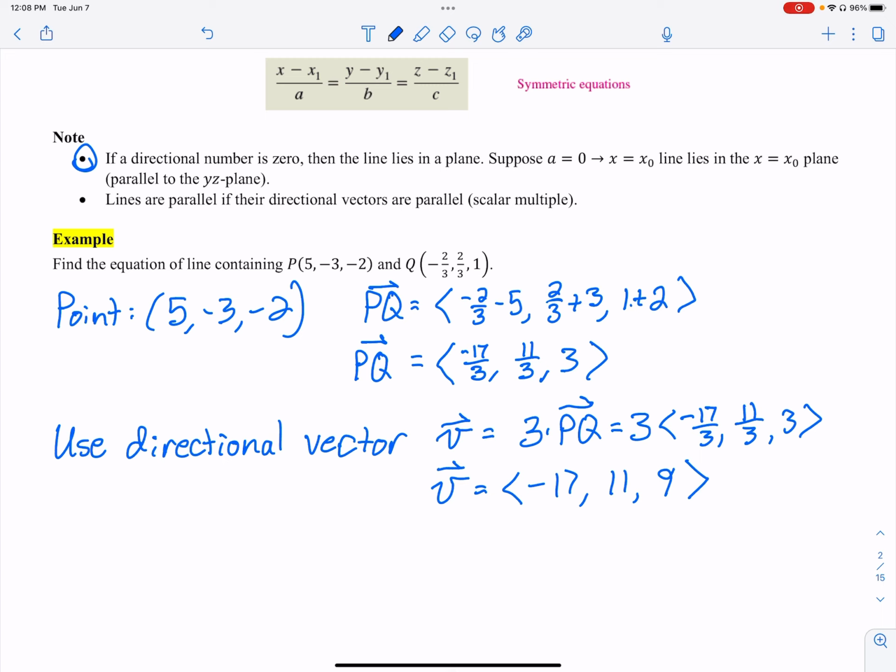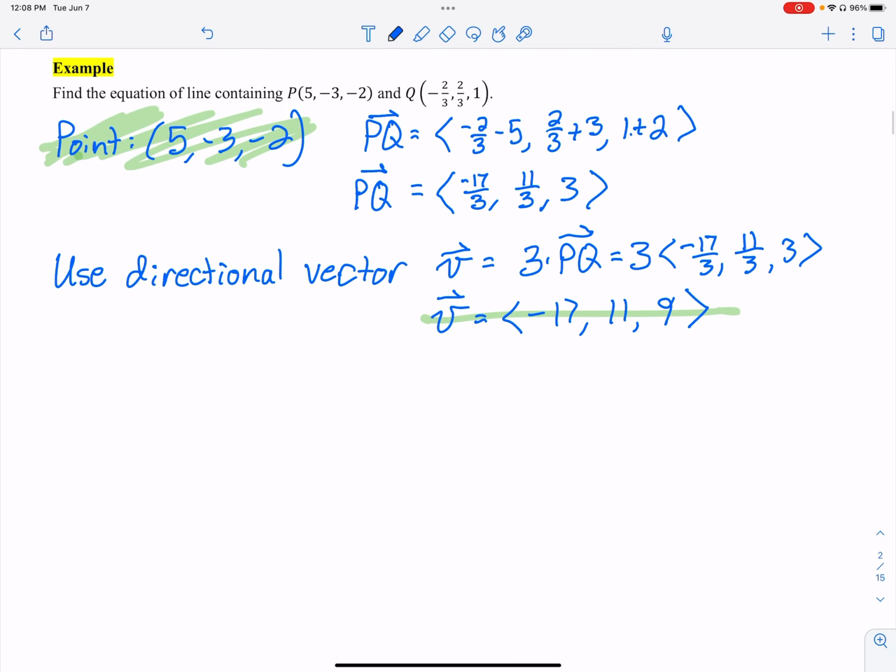So I have a point, and then I have a directional vector. I use these two things to come up with my equation. So x equals x naught, which is negative 17, plus, I got it backwards. Here's a common mistake, and it's great that I made it.